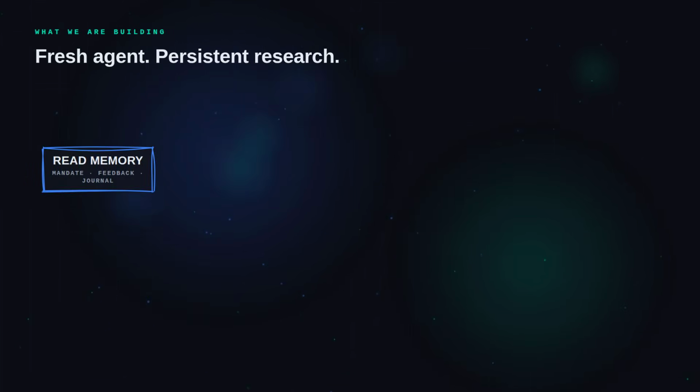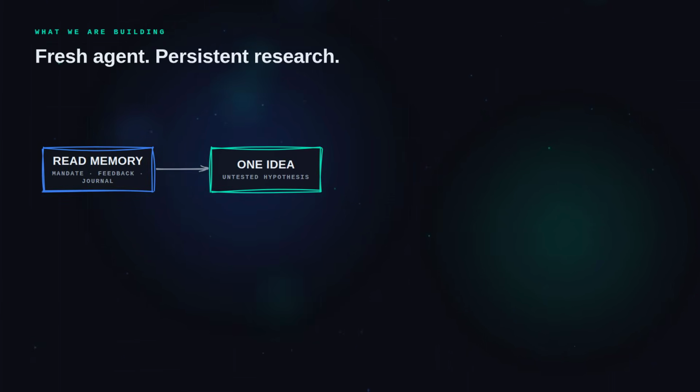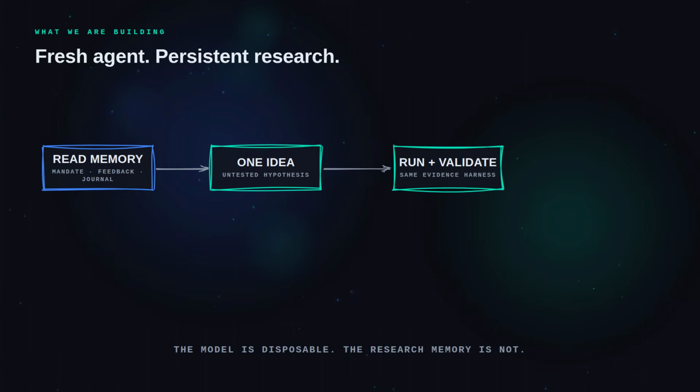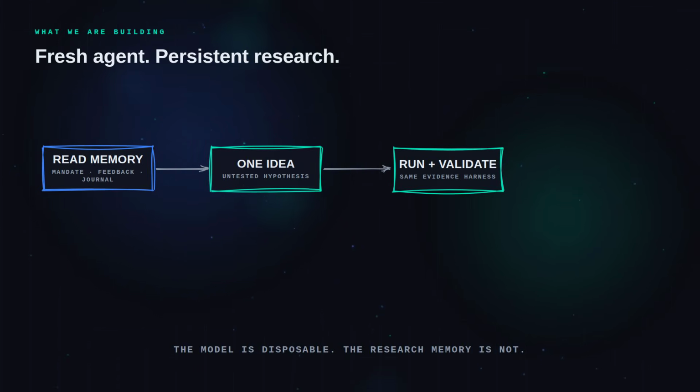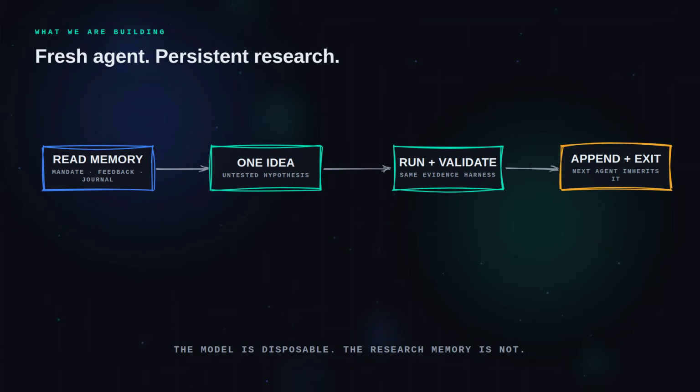A fresh coding agent reads 3 pieces of shared memory: the research mandate, my latest feedback, and the experiment journal. It proposes exactly one untested idea, runs it through the same backtester and validation checks, then appends the result before it exits. The next agent starts with a clean context window, but inherits the repository. The model is disposable. The research memory is not.